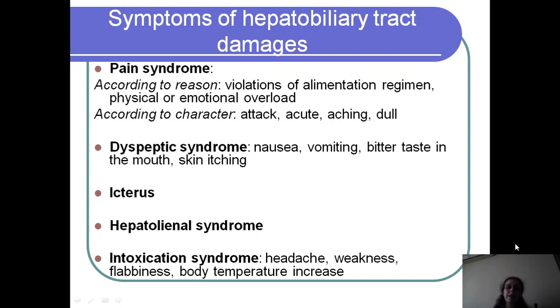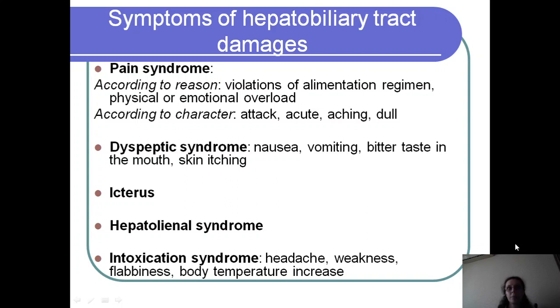Dyspeptic syndrome. Here, what can we have? Hepatobiliary disorders. There may be nausea, vomiting, bitter taste in the mouth, skin itching. What are symptoms such as bitter taste in the mouth and skin itching related to or caused by? Quite often a syndrome present in case of hepatobiliary disorders, actually more of a biochemical syndrome, but it's often presented clinically as well. That is cholestasis syndrome.